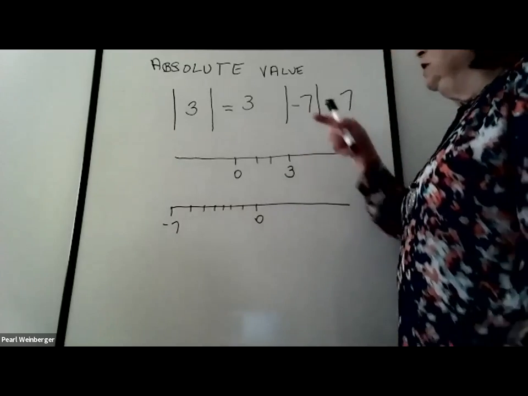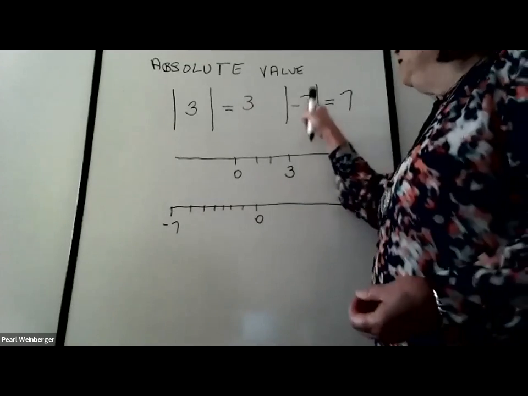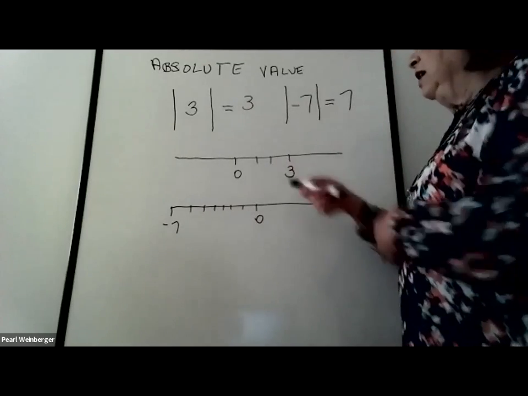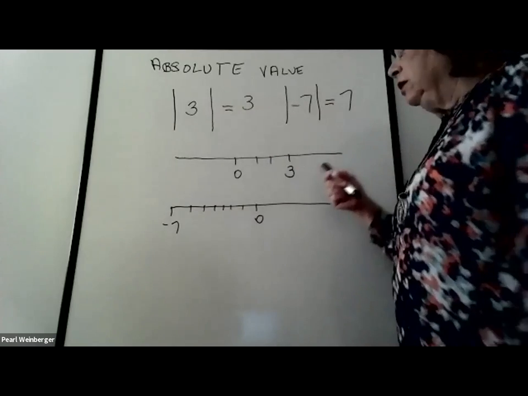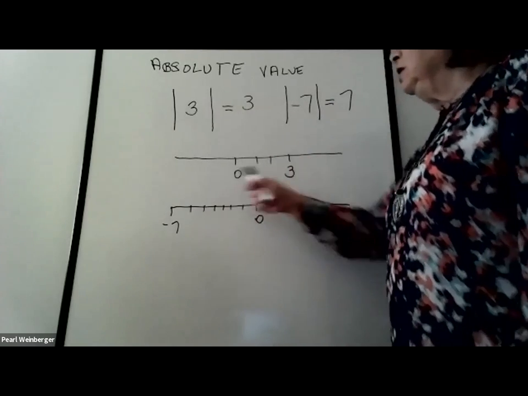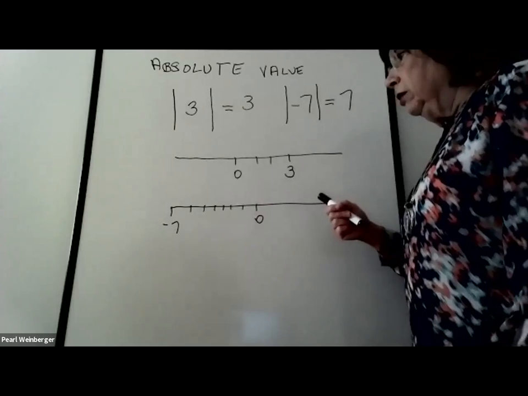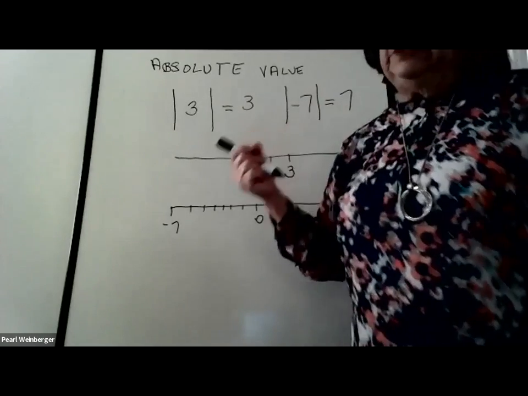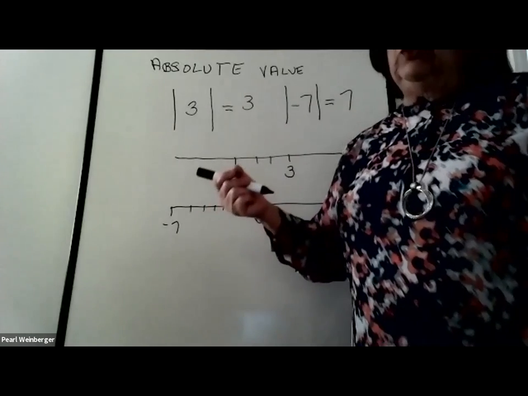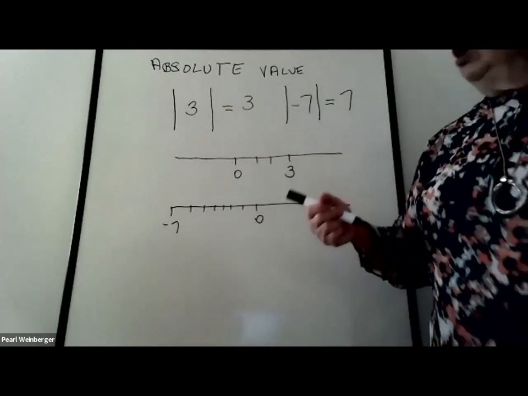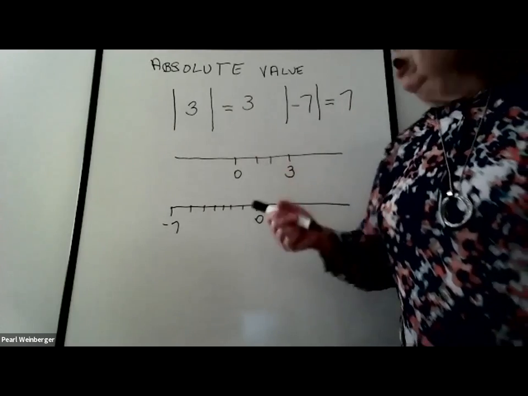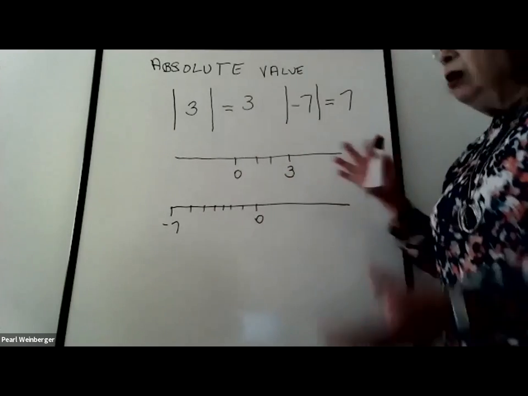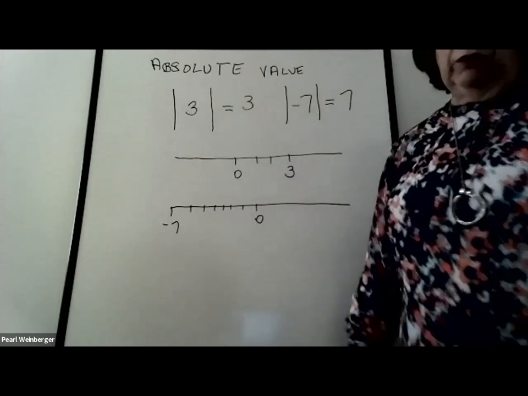What is the difference then between the -7 that has a negative and the +3 that's positive? The only difference is not how far it is from the origin, but in which direction. In other words, the point of a negative sign or a positive sign is to tell you which way to go. But if you don't care which way you're going, you just want to know how far to go, that's what the absolute value is about.